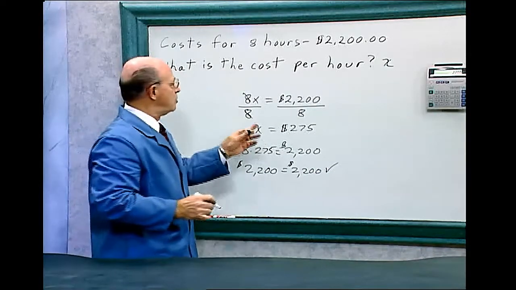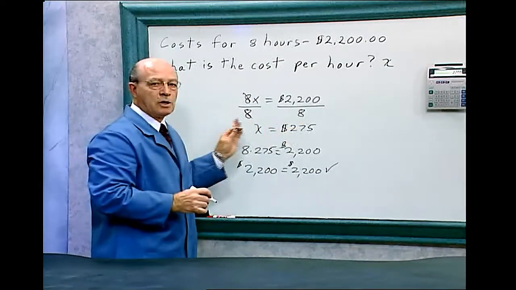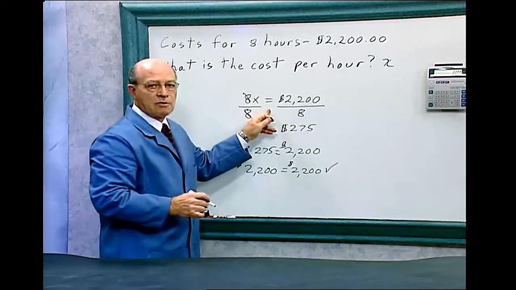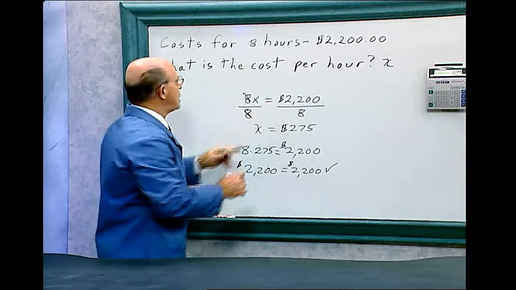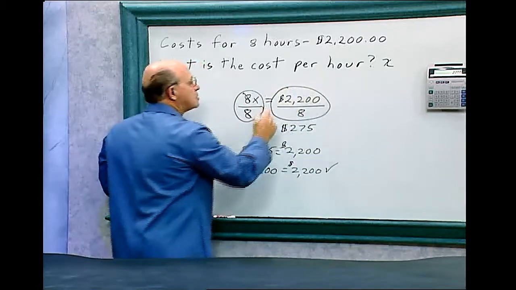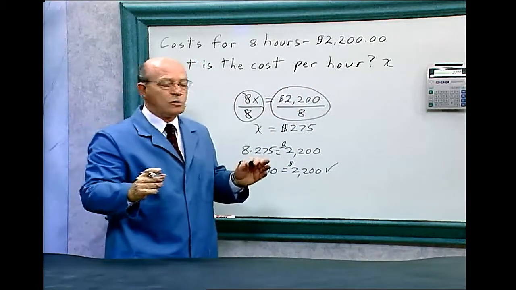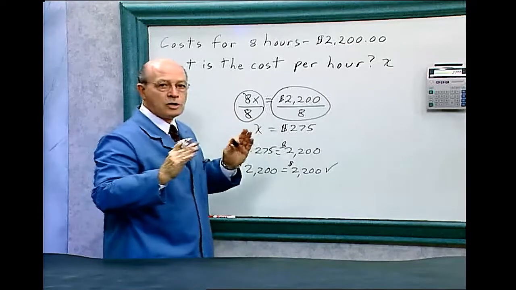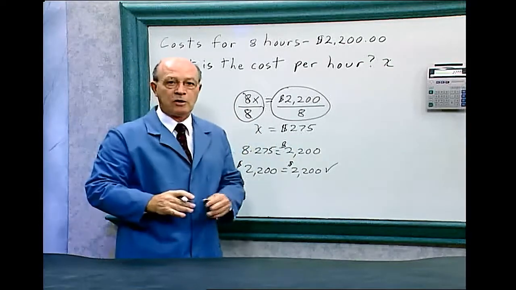And this is what you got to do with equations. They always should equal each other. That equal sign is very important, because this is saying this equals this. And so remember, whatever you do on one side of the equation, always do on the other side. And if you do that, you'll always get the right answer.